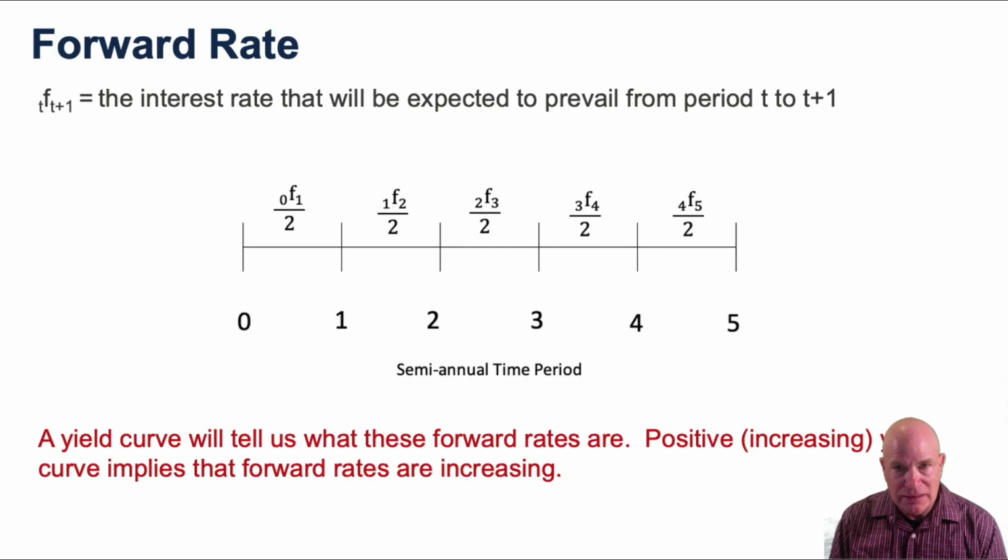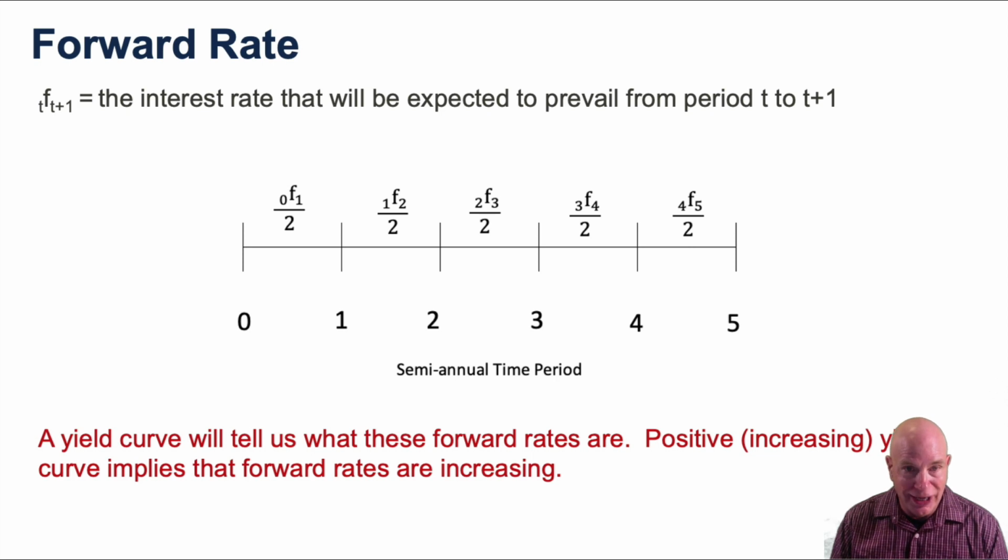A forward rate, and here's the notation that we will use, forward rate from T to T plus 1, is the interest rate that will prevail from period T to T plus 1. I have on my timeline here 5 periods in the future. Those are semi-annual periods, so 1 is 6 months in the future, 2 is 1 year in the future, and so on and so forth. 5 periods in the future would be 2 1/2 years. We have then, for these 5 periods, 5 forward rates.